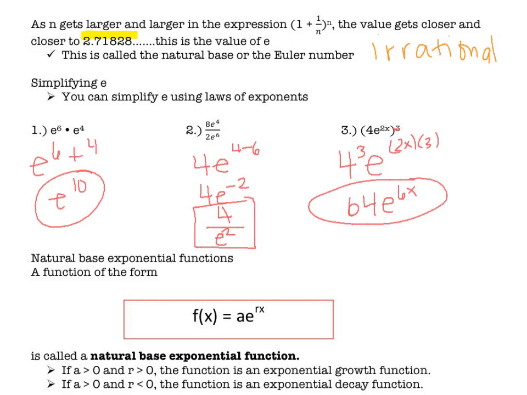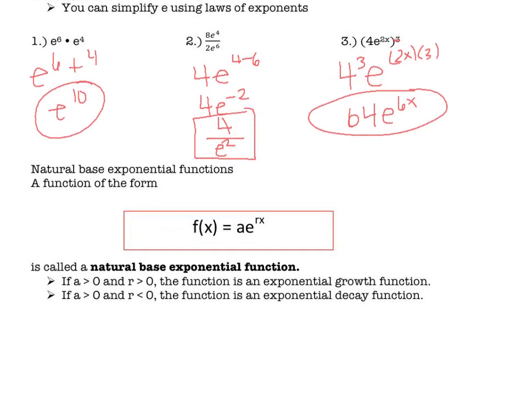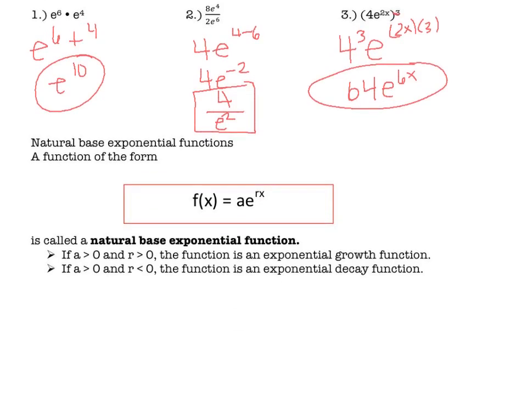What we'll look at next are these natural base exponential functions, which really aren't that much different than what we've already been looking at with exponential functions. So it's a function that takes the form f of x is equal to a times e raised to an rx power. So if a is greater than 0 and r is greater than 0, then the function is an exponential growth function. But if a is still greater than 0 and r is less than 0, the function is an exponential decay function. So we'll look at a couple of different examples and then do some transformations.